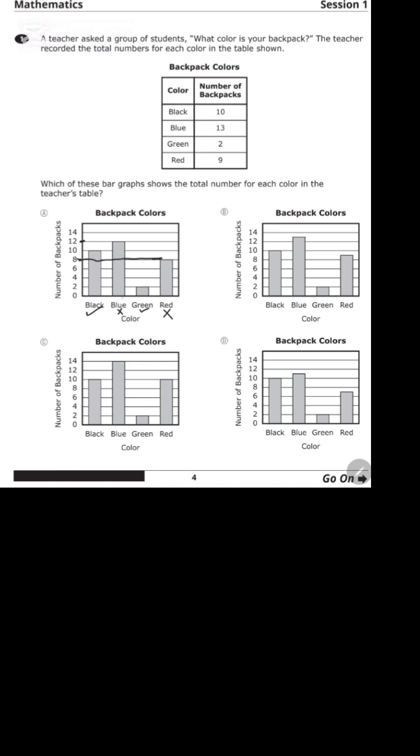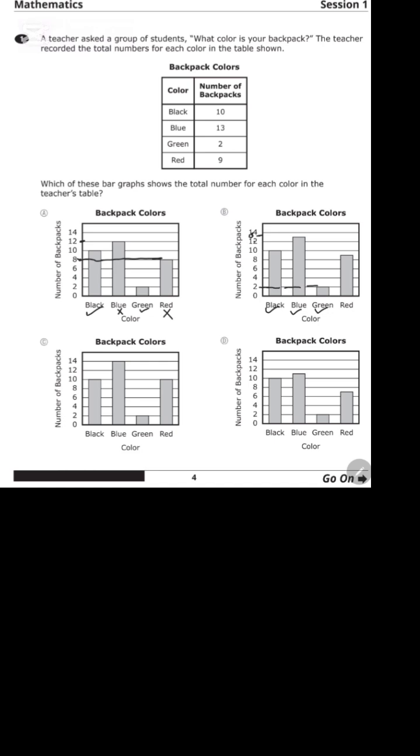So let's analyze option B. From the graph, the black backpack shows there are 10, which is correct. The blue backpack from the graph shows that there are 13 because after 12, here in the middle of 12 and 14, we have 13 here, okay? So this shows that the blue is 13, and according to the table given, it is also 13. So the value is correct. The green, we have 2, and also on the graph, it shows that it's 2, okay, when tracing. So the green is correct.